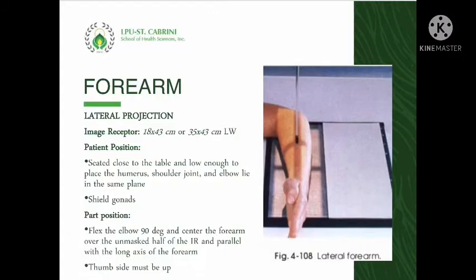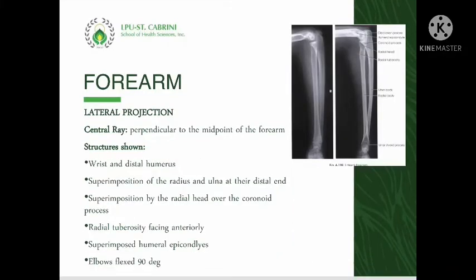For the lateral projection of the forearm, have the patient sit low enough, close to the table, to lay the shoulder joint, humerus, and elbow on the same plane. The elbow is flexed 90 degrees to place the forearm in lateral position, and the thumb side must be up. The central ray is directed perpendicular to the midpoint of the forearm.